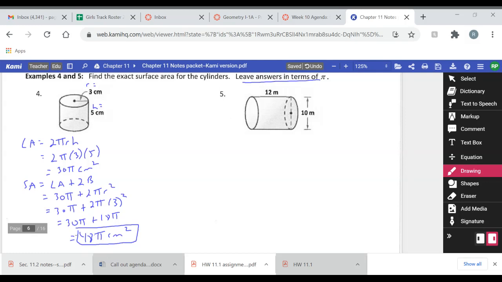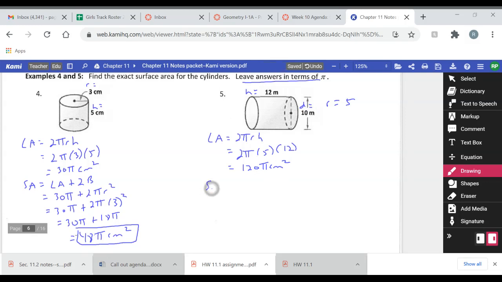Okay, so in the next case, I will show you this one, and again, it's very similar. The biggest thing here is that they gave me the diameter, not the radius. So the diameter is 10. I know the radius I need to plug in is 5. And the height here is 12, the distance between the two circle bases. So if I multiply those out, I get 120 pi centimeters squared.